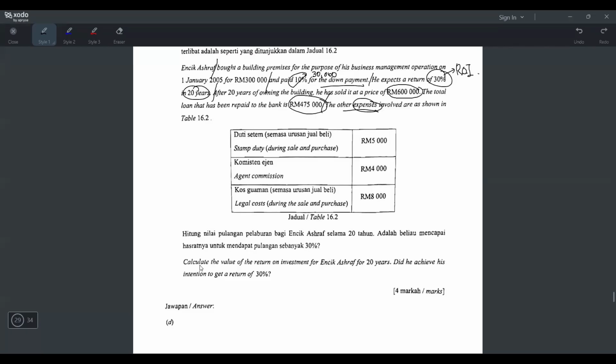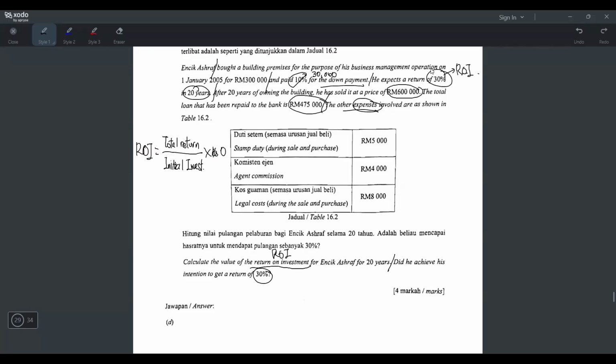Now they say calculate the value of the return on investment, the ROI, for Encik Ashraf for 20 years. And then, did he achieve his intention to get a return of 30%? Okay, so let's talk about the ROI formula. You take the total return, or you can say profit. Return and profit are the same thing. Divide with the initial investment, which means the amount he spent in the beginning, and then times 100. So total profit divided by the amount he spent at first, times 100.